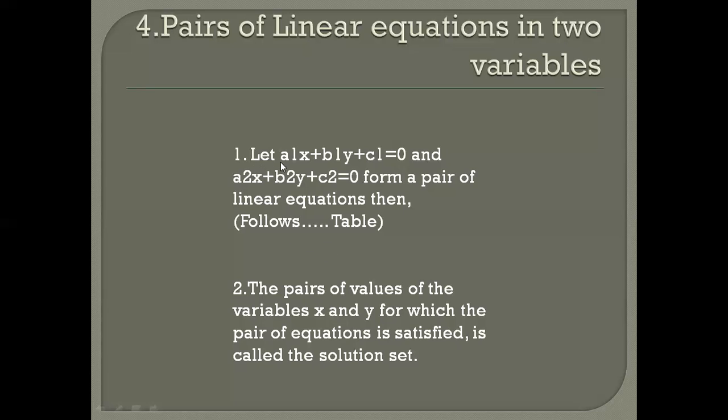That is, let a1x plus b1y plus c1 equals 0 and a2x plus b2y plus c2 equals 0 form a pair of linear equations. After this slide, I'll show you one table. What is going to happen when these two lines are considered, that is, how to recognize, after taking the pair of lines, whether they are parallel, intersecting or coincident lines. There are three conditions. Algebraically, we can easily identify whether they are coincident, intersecting or parallel lines.